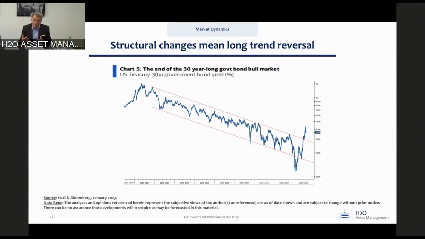And the last cycle, which started in 1982, for the ones who remember those years, ended in 2022. So perfectly 40 years.